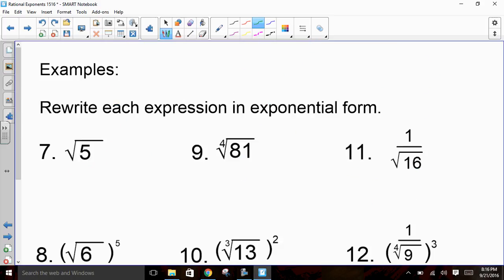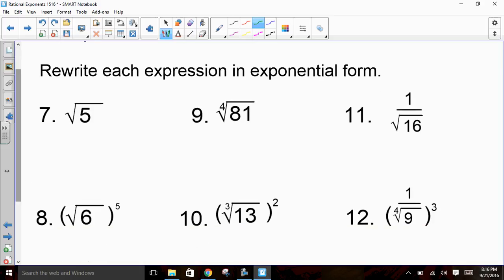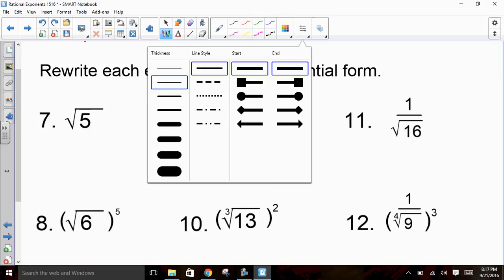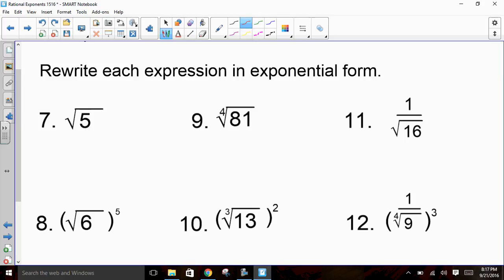Next, what we're going to do is we're going to go backwards. So we're going to take it as a radical form and rewrite it with an exponent.